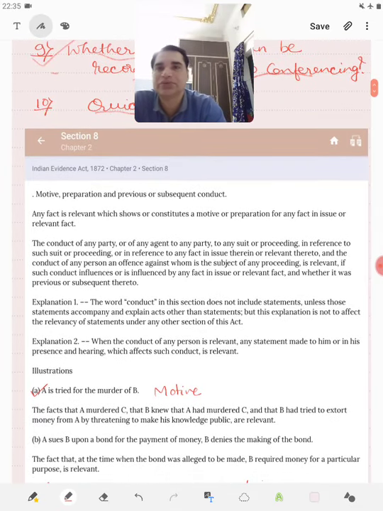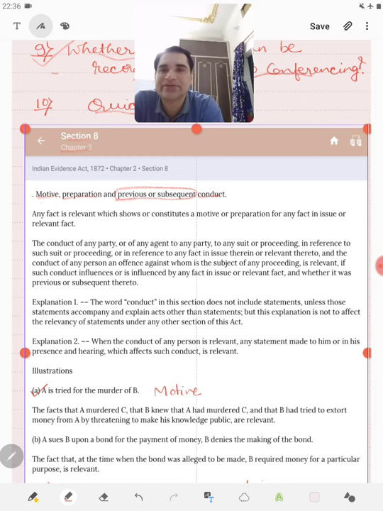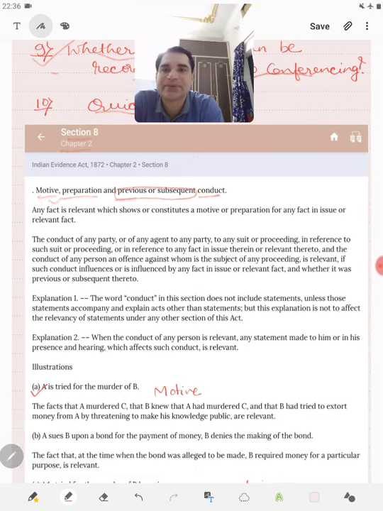So in chapter 2, section 8 mentions motive, preparation, and previous or subsequent conduct. So three things: one is motive, another is preparation, and the third is conduct, which can be previous or which can be subsequent to the fact in issue or relevant fact.